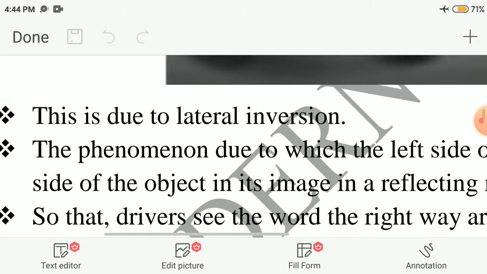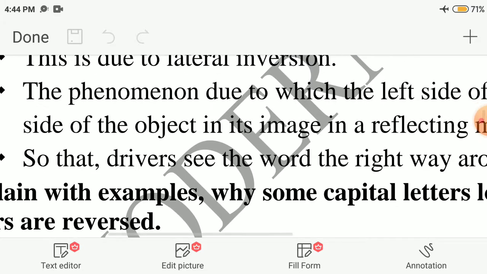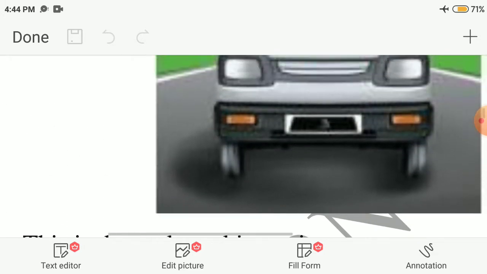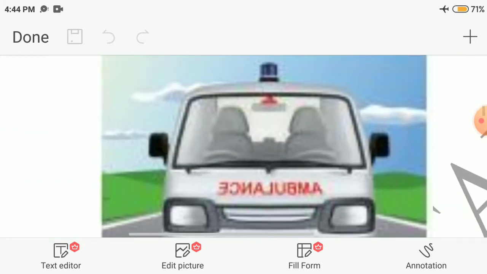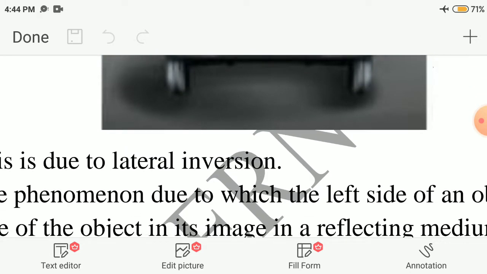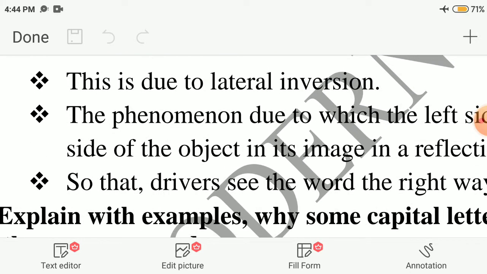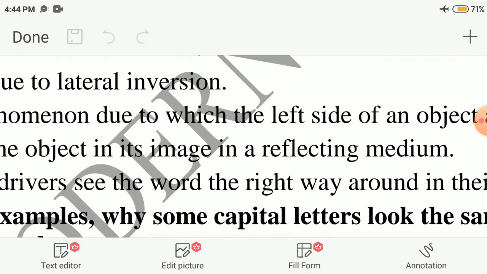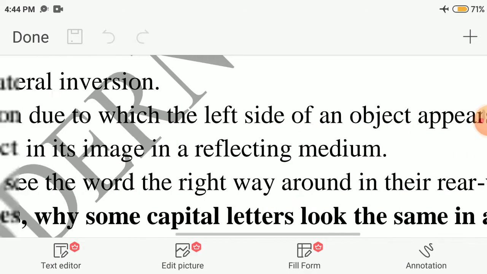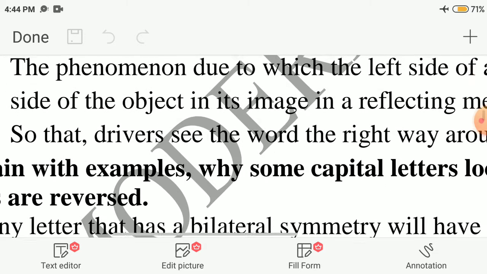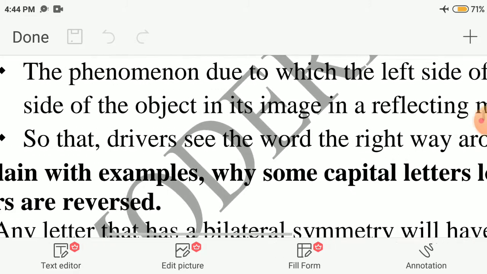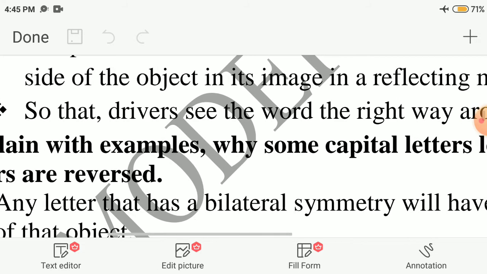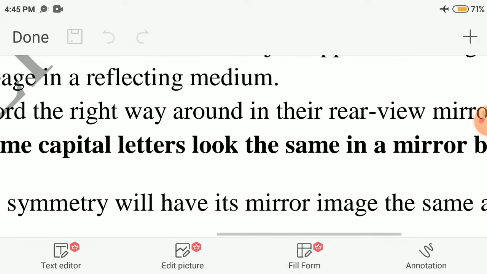How is that produced? Lateral inversion. So the ambulance is written in back to front version. We get the inverted lateral version, so the ambulance is written like this. The left side of an object appears to be the right side of the object in its image in a reflecting medium. So the drivers see the words the right way around in their rear view mirror.